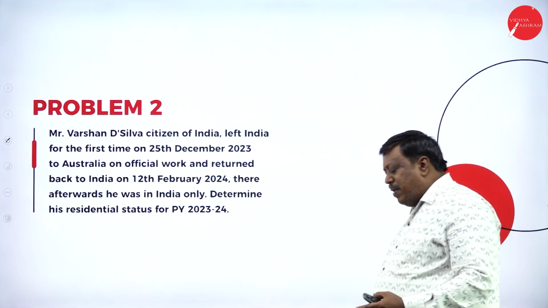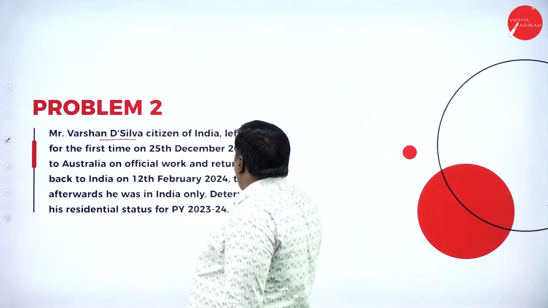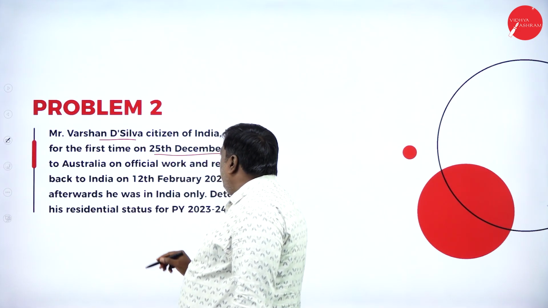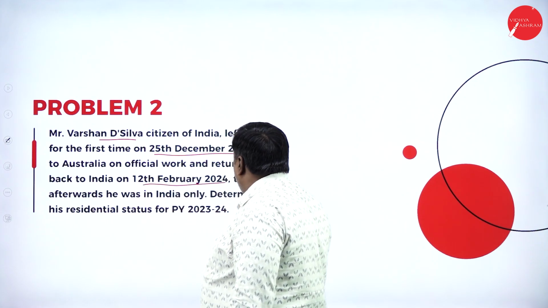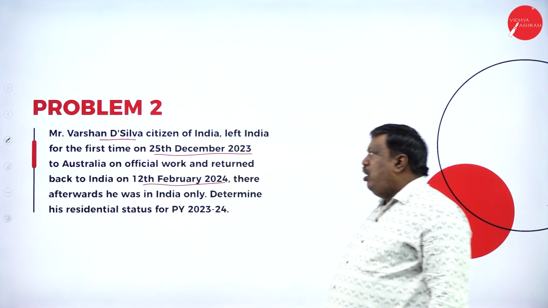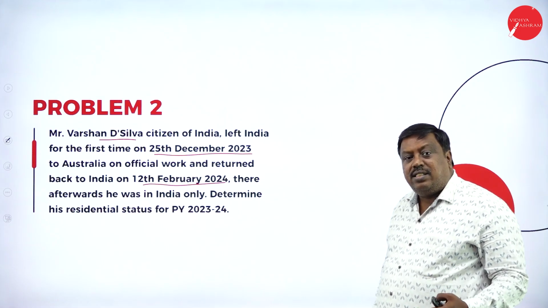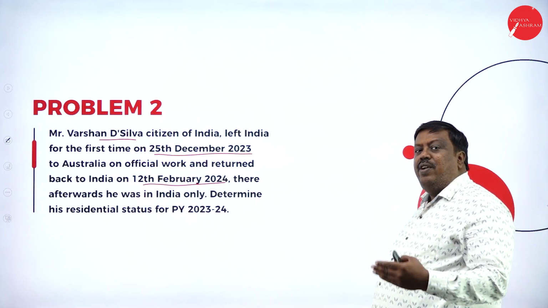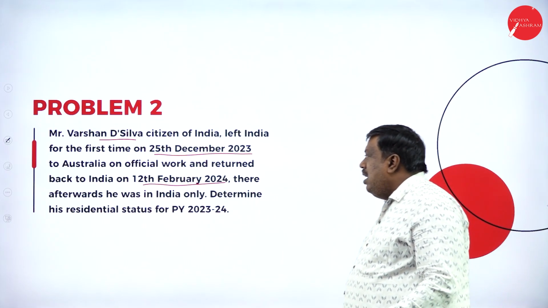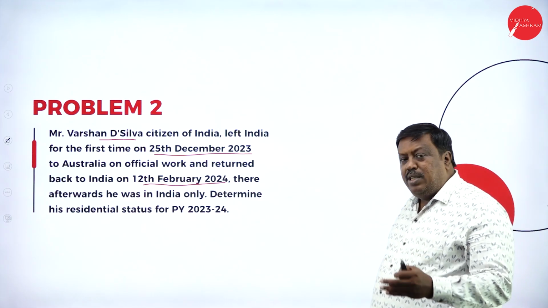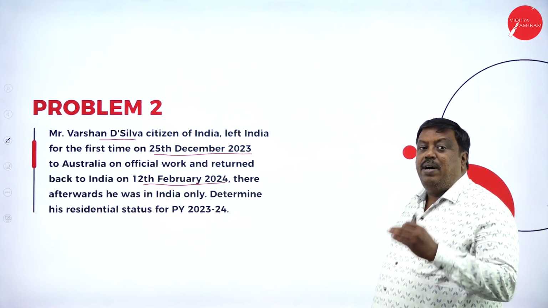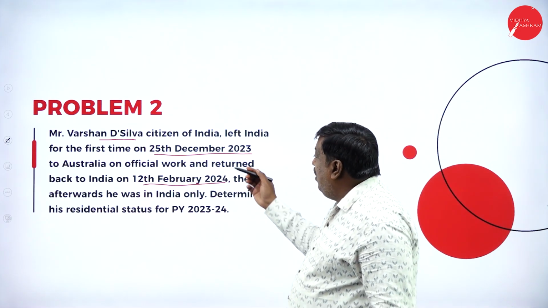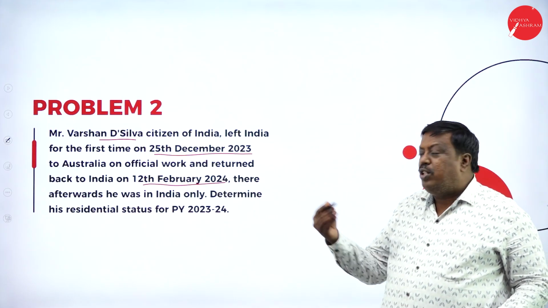Let us go to the second problem now. Varshan De Silva, citizen of India, he left India for the first time on 25th December 2023 and he returned back on 12th February 2024. Again in this problem, we have taken the same concept to make you understand, only the months and dates are different here. The same concept what we have learned in the first problem. Till 24th December 2023, I was in India from my birth. So I've never gone outside. First time in my lifetime, I left India on 25th December 2023.